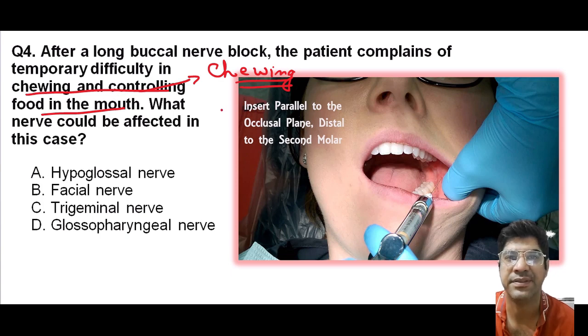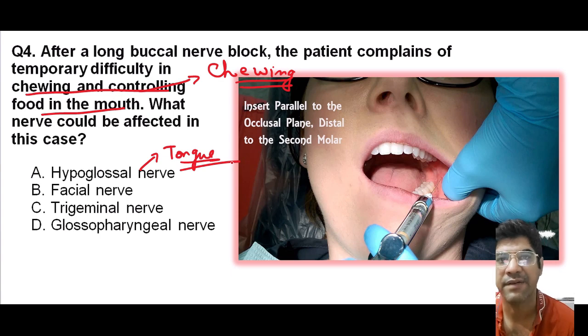The hypoglossal nerve is responsible for movement of the tongue. Anesthesia of the hypoglossal nerve results in tongue weakness or difficulty in articulating certain sounds, but it won't directly cause difficulty in chewing or controlling food in the mouth. Option B, facial nerve. Anesthesia of the facial nerve might result in temporary facial muscle weakness or palsy, but it does not affect chewing or controlling food in the mouth.